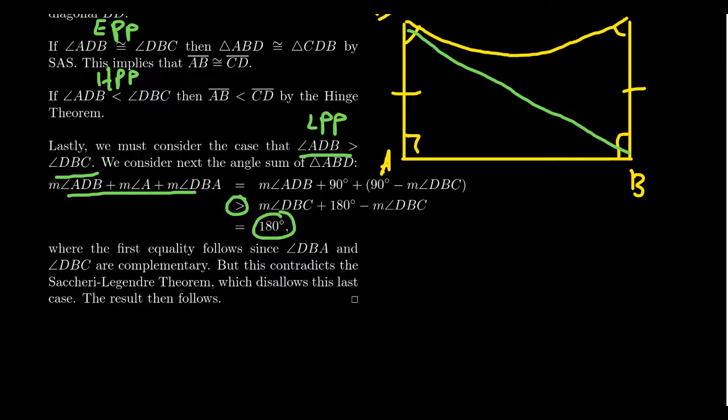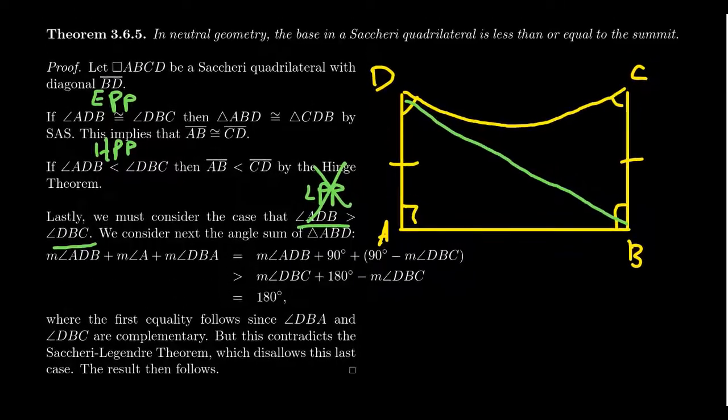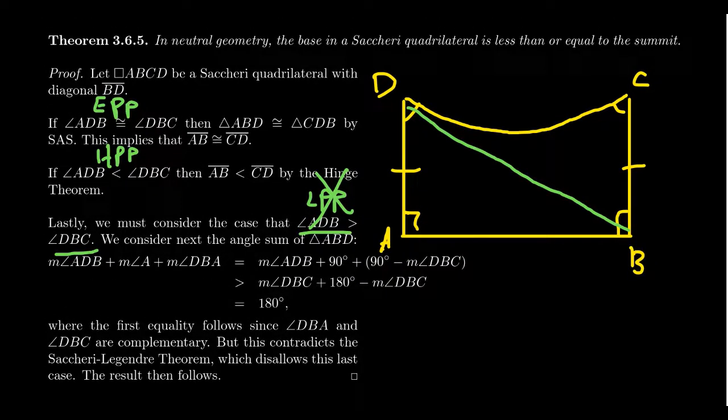That doesn't happen. The Saccheri-Legendre theorem forbids that. And this is something we mentioned earlier, right? If you have the elliptic parallel postulate, that is, the obtuse angle hypothesis, that implies the angle sum of triangles will be greater than 180 degrees. That's inconsistent with the Saccheri-Legendre theorem. So that third possibility is not possible here. And therefore, by the Saccheri-Legendre theorem, the base of a Saccheri quadrilateral is always less than or equal to its summit.